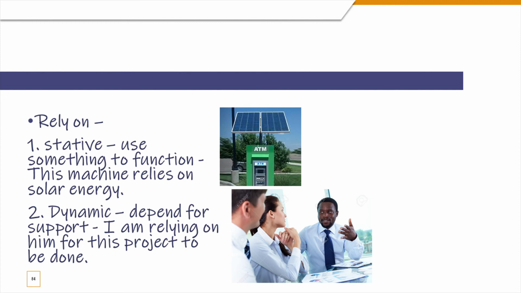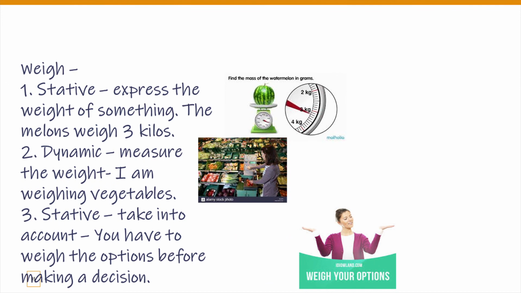Okay, now let's look at the next one. Weigh, which is similar to measure. Okay, so it has 3 different meanings. Let's look at them. The first one is where you are talking about the weight of something. Okay, so here I have this picture weighing a big melon there. So the melon weighs 3 kilos, or the melons weigh 3 kilos. Okay, so you're talking about the weight of the melon. That is the stative meaning.